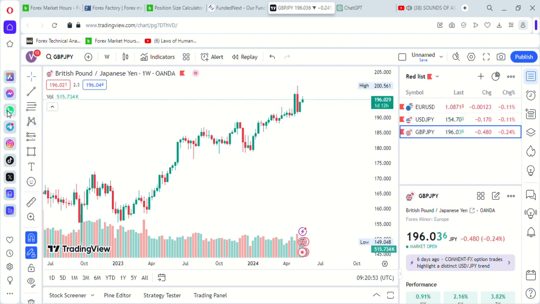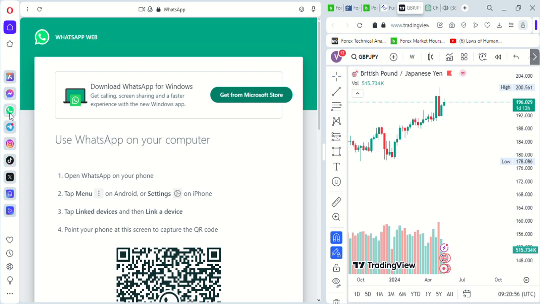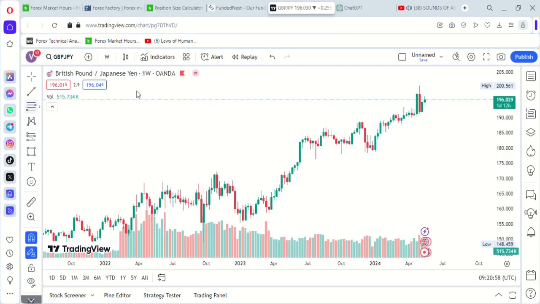I sent you something on WhatsApp. Oh, my WhatsApp is not connected yet. Okay, after I connect my WhatsApp, I want to show you something.